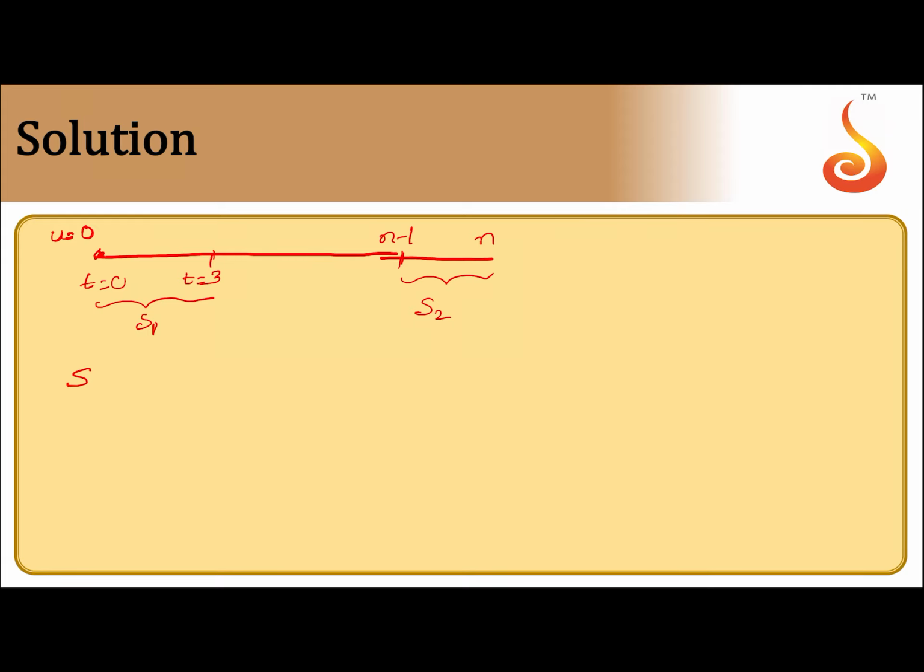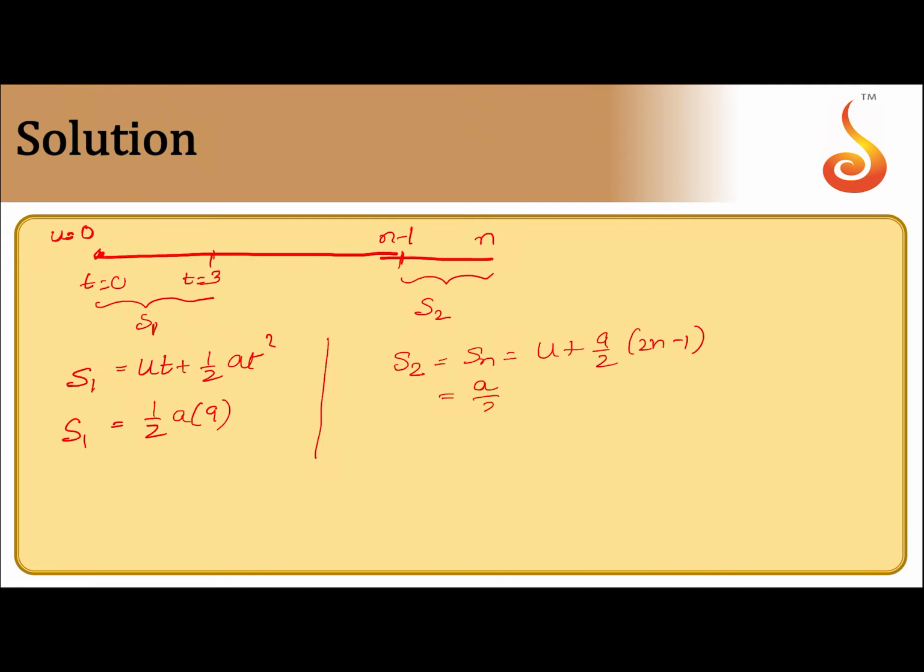So, I will write S1 is equal to ut plus half at square, that gives us u is 0. So, half a into 9, that is S1. Then we also have from the second part the distance travelled in the nth second of the journey is nothing but u plus a by 2 into 2n minus 1. U is 0. So, I have a by 2 into 2n minus 1.